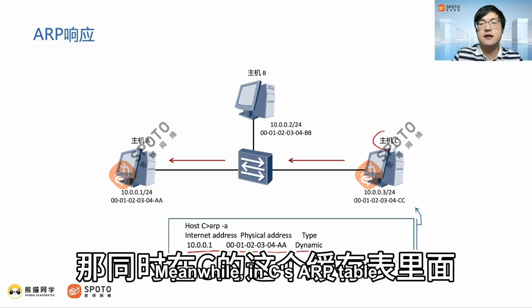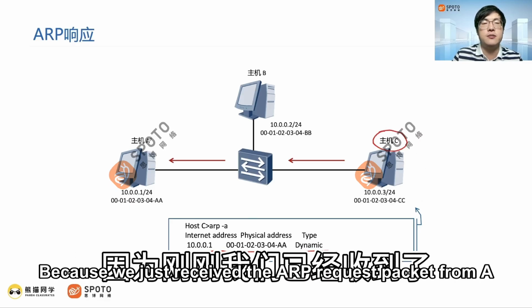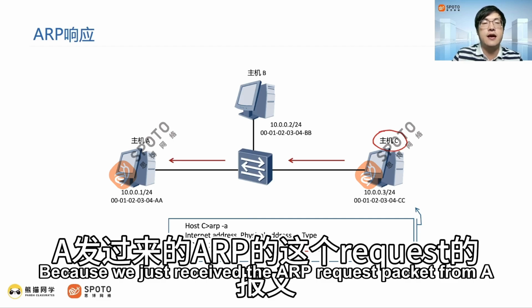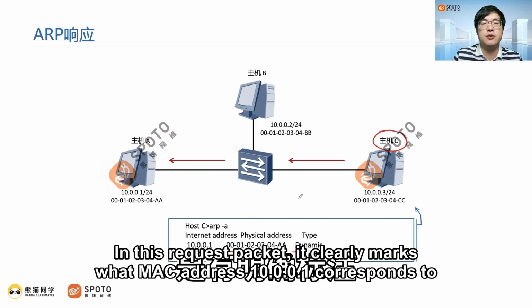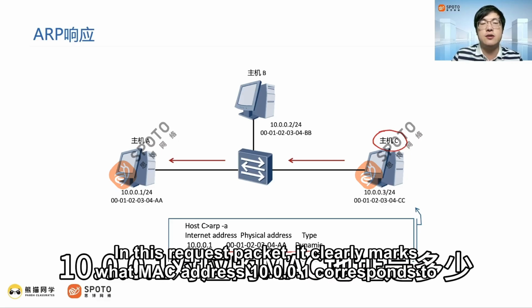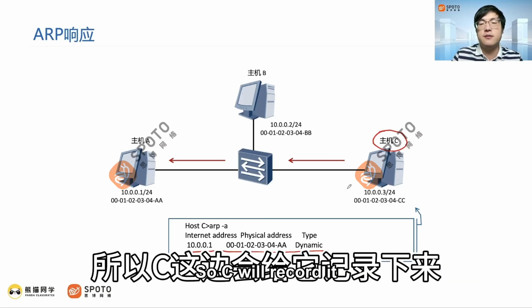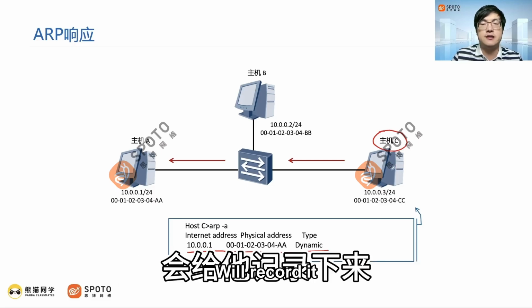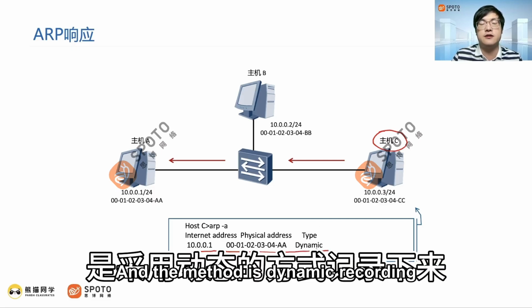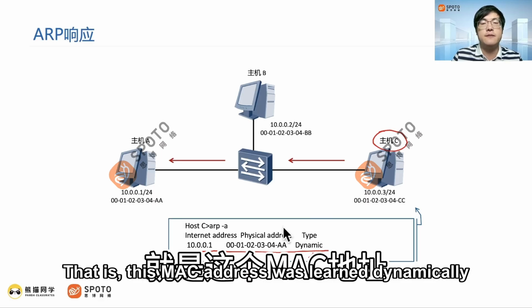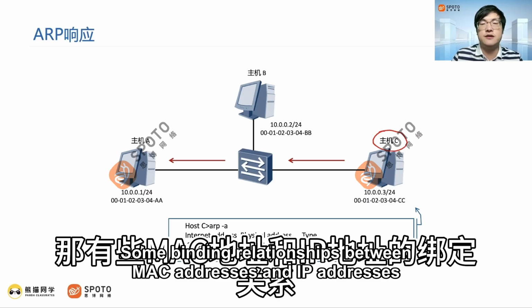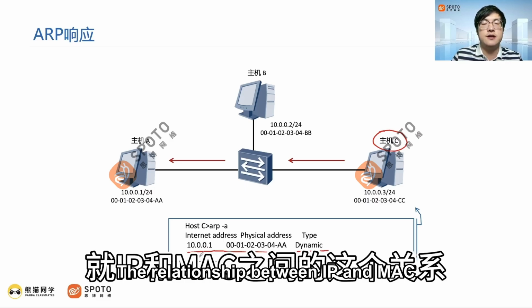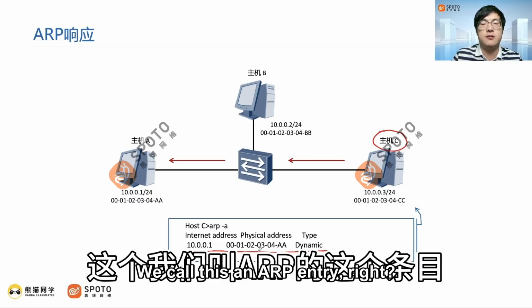Meanwhile, in C's ARP table, because we just received the ARP request packet from A, in this request packet it clearly marks what MAC address 10.0.0.1 corresponds to. So C will record it, and the method is dynamic recording. That is, this MAC address was learned dynamically. Some binding relationships between MAC addresses and IP addresses, the relationship between IP and MAC, we call this an ARP entry, right?